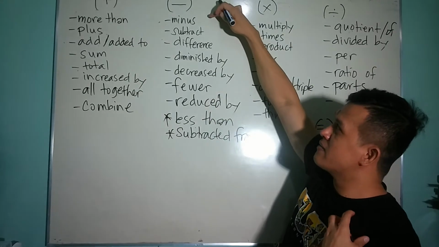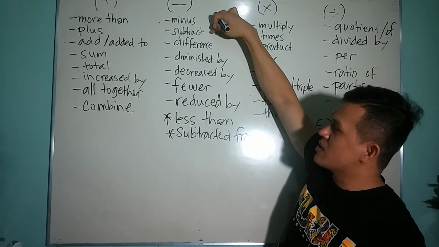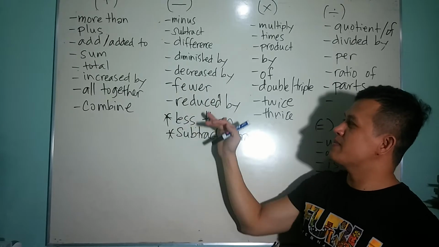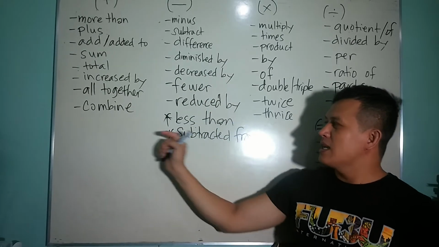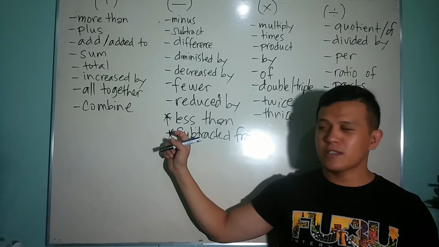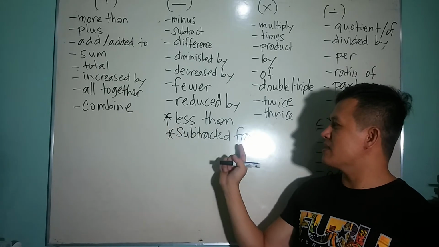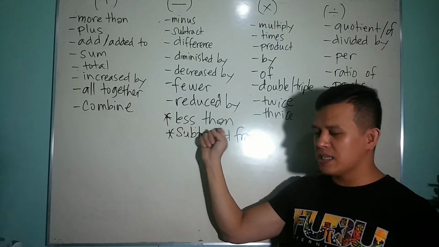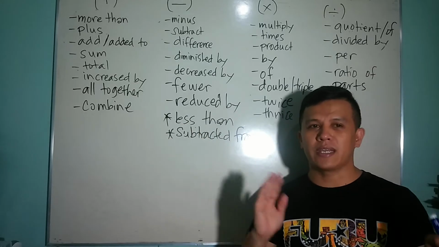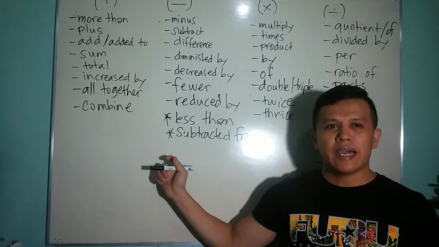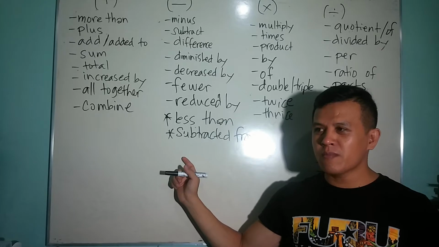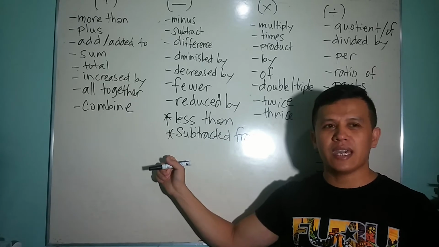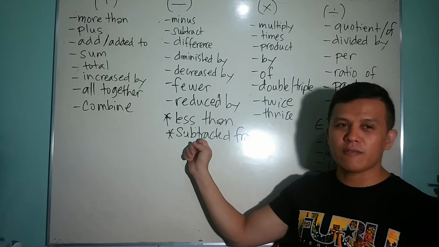Okay, so minus, we have here minus, of course, subtract, difference, diminished by, decreased by, fewer, or fewer than, reduced by, or less than, and subtracted from. Now, as you can see here, I put an asterisk in both less than and subtracted from. It is because in word problems, you must always work backward. So shall I say, a number less than 4. That means you have to have 4 minus x. It's not x minus 4. Okay? So like that. Same as subtracted from.